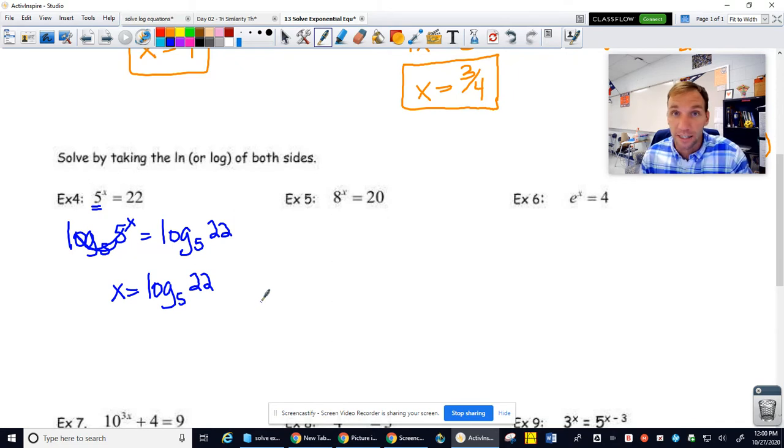Looks completely different than it did a second ago, right? A second ago we had the natural log of 22 divided by the natural log of 5. Now, if you take that change of base formula that we talked about the other day, from before your calculator could do this kind of stuff, and you take the natural log of this divided by the natural log of the base, you get that same answer. It just looks a little bit different.